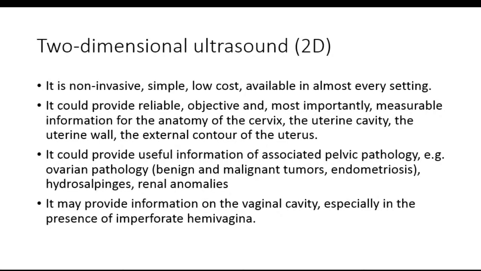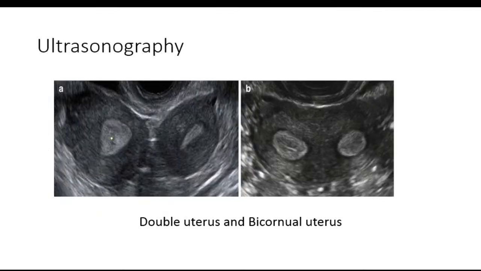Ultrasonography is simple. It's an available, affordable one in almost every country. You can easily do ultrasound diagnostics. It can provide reliable, objective information, and you can see the contours of the uterus, the shape of the uterus. It provides information on other pathology, like, for example, endometriotic cysts, other tumor formation in the ovaries, hydrosalpinges or hematosalpinges, and so it's very useful in everyday practice.